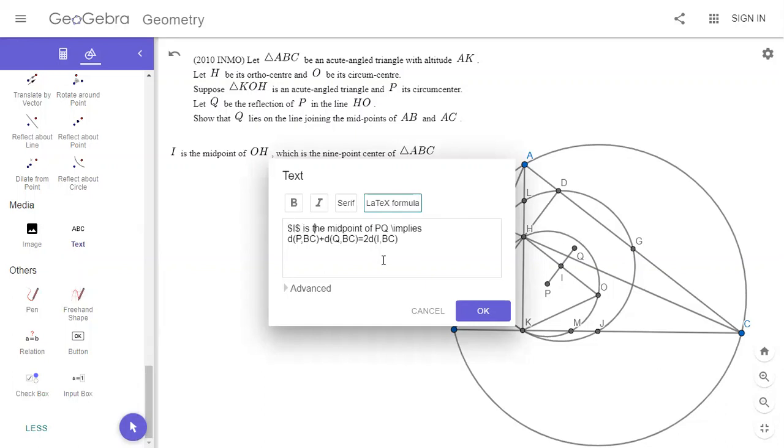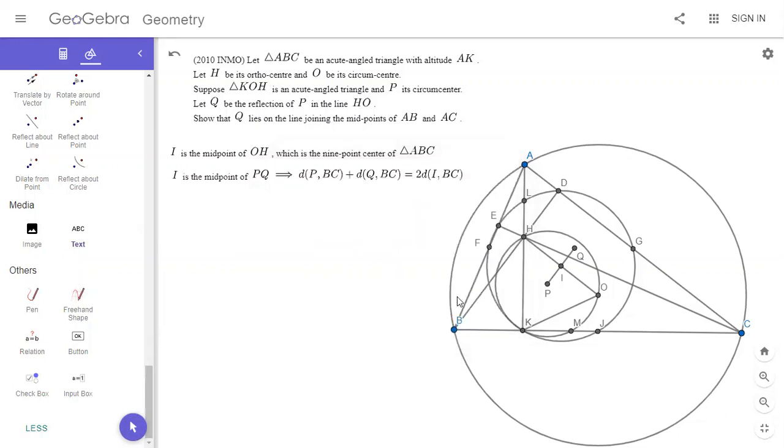All right. So D means distance. So the distance from P to BC plus the distance from Q to BC is twice the distance from I to BC. And then we can start calculating these.